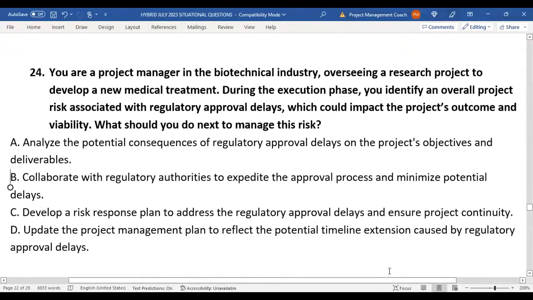Number 24. You are a project manager in the biotechnical industry, overseeing a research project to develop a new medical treatment. During the execution phase, you identify an overall project risk associated with regulatory approval delays, which could impact the project's outcome and viability. What should you do next to manage this risk? I'll let you think about it for a bit.